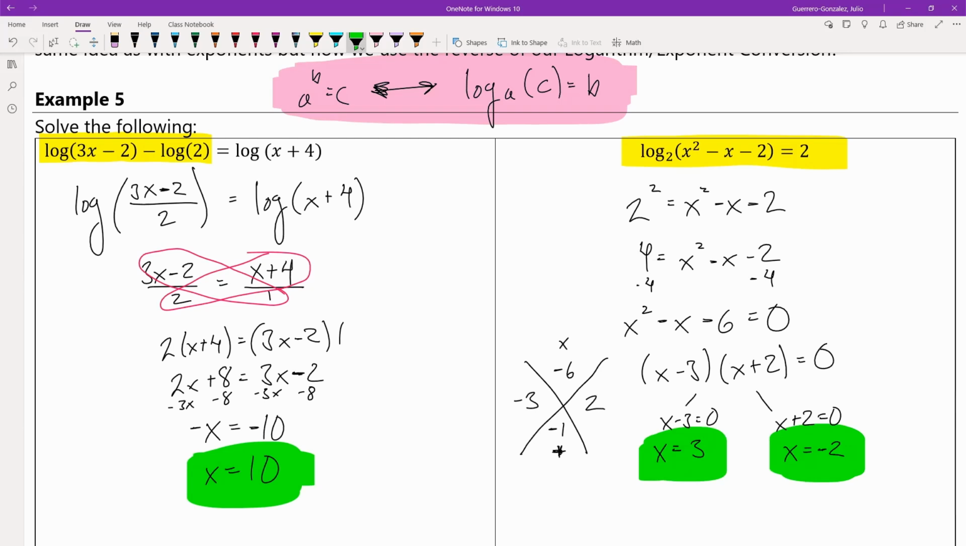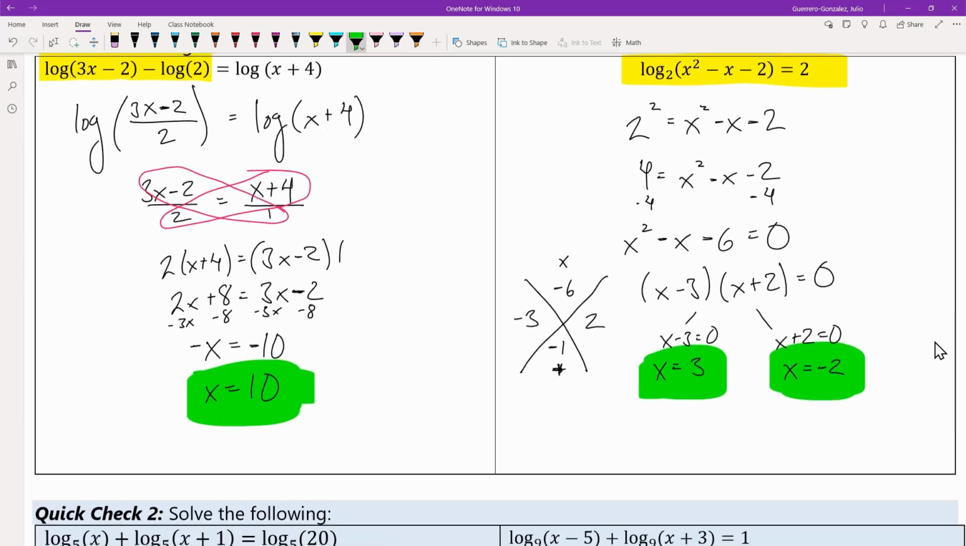Okay? Now, there's a problem though. Just because we have two answers doesn't mean that both of these answers are going to work. We need to figure out which one does work. So I'm going to plug both of these in, into the inside of the logarithm. Hopefully you'll see what the problem is, but I'm not going to say it yet.